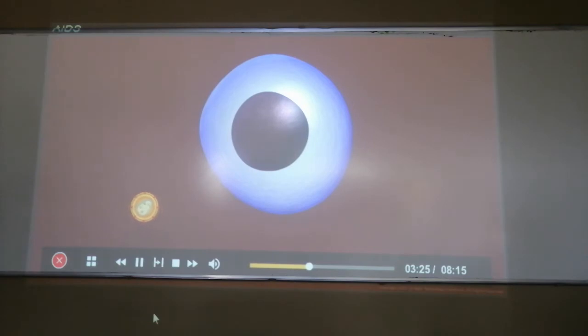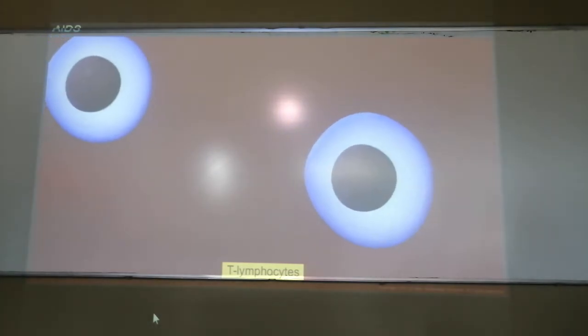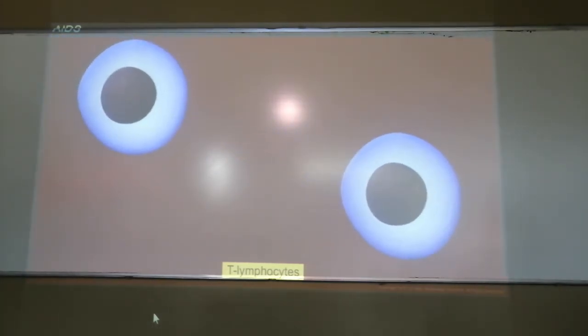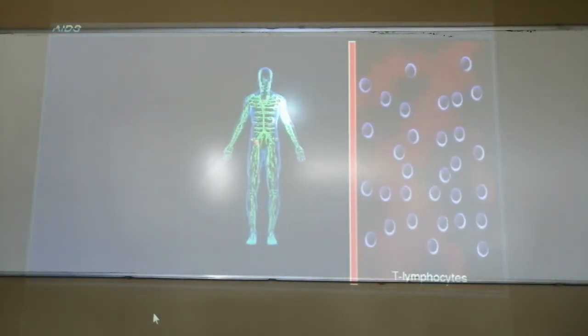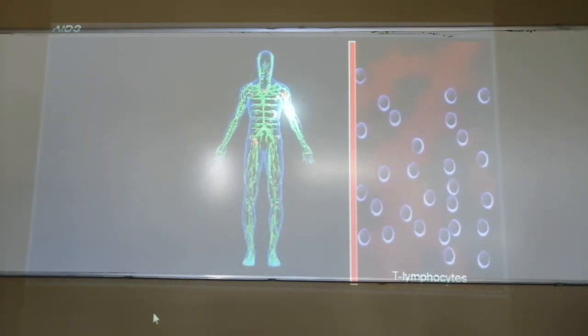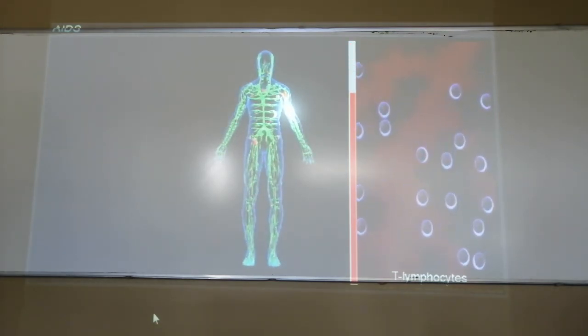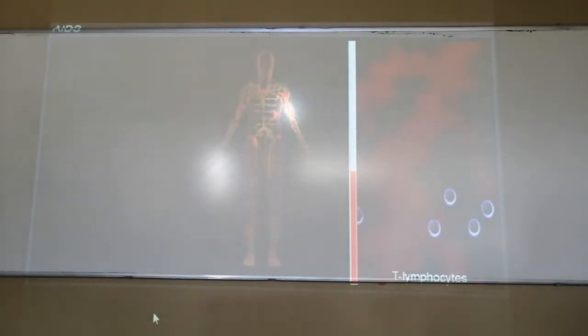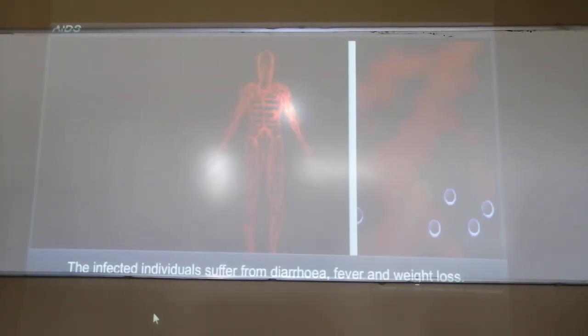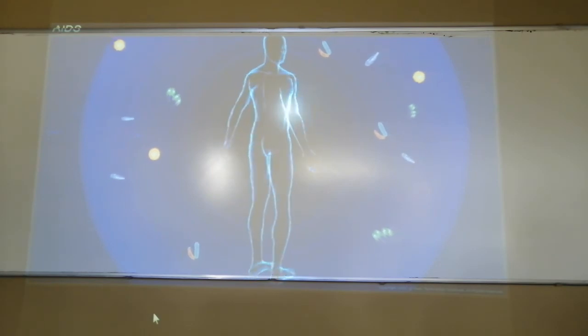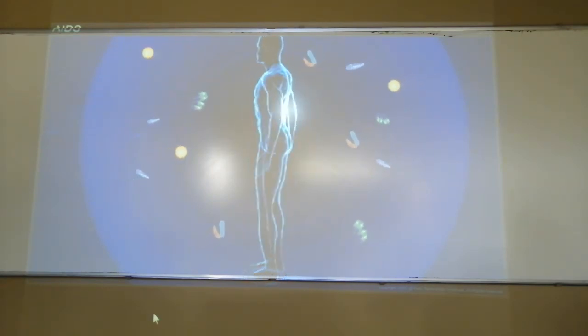Now you can see this is the virus, and it is going to infect the T lymphocytes. T lymphocytes, if you remember, help the B cells to produce antibodies. So these viruses will go and rupture the basic pattern of the T lymphocytes. The T lymphocytes will be present, but their number will slowly reduce in the body, because the virus targets the T lymphocytes, as they are the ones that can kill viruses. The infected individual suffers from diarrhea, fever and weight loss. So immunity is lost when the T lymphocytes decrease.